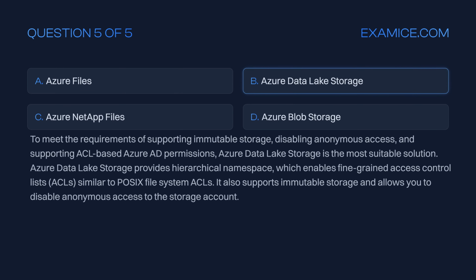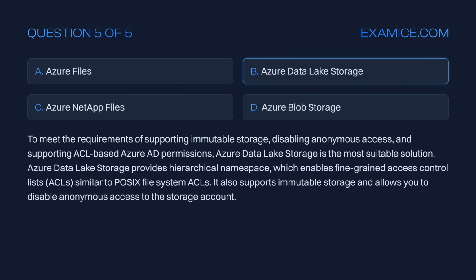The answer is option B. To meet the requirements of supporting immutable storage, disabling anonymous access, and supporting ACL-based Azure AD permissions, Azure Data Lake Storage is the most suitable solution. Azure Data Lake Storage provides hierarchical namespace, which enables fine-grained access control lists similar to POSIX file system ACLs. It also supports immutable storage and allows you to disable anonymous access to the storage account.